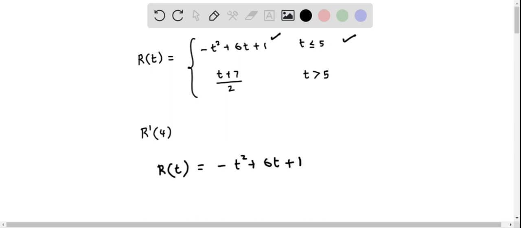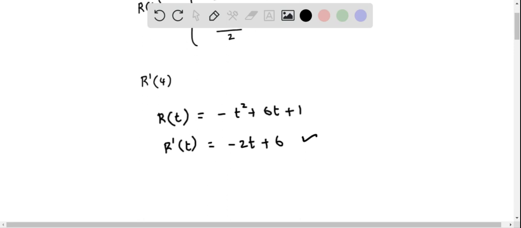Now I find the derivative with respect to time on both sides, which we can write as r prime of t. And this equals, we have to find the derivative of each term. The derivative of negative t squared using the power rule is negative 2t, plus the derivative of 6t is 6, and the derivative of 1, which is a constant, is 0. So this is the derivative of the function r of t.